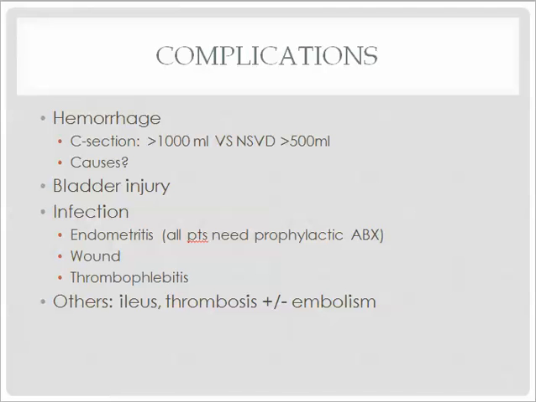Bladder injury is why we use the bladder blade or potentially make a bladder flap. You can also have infection. You could have endometritis, which is very common if people aren't given prophylactic antibiotics. So prophylactic antibiotics are very necessary with this procedure to prevent endometritis. You can have wound infection like with any surgery, and thrombophlebitis is a good infection to know about, and that's an infection in the veins. Okay, other complications, more general things: ileus, thrombus, and with or without an embolism.